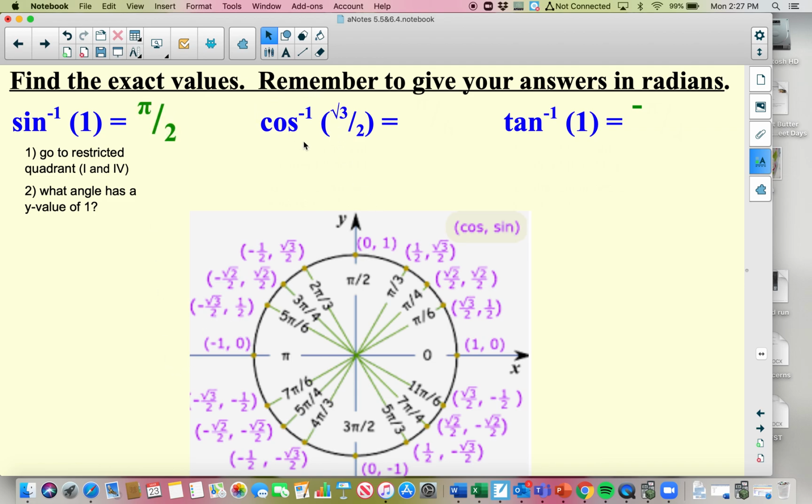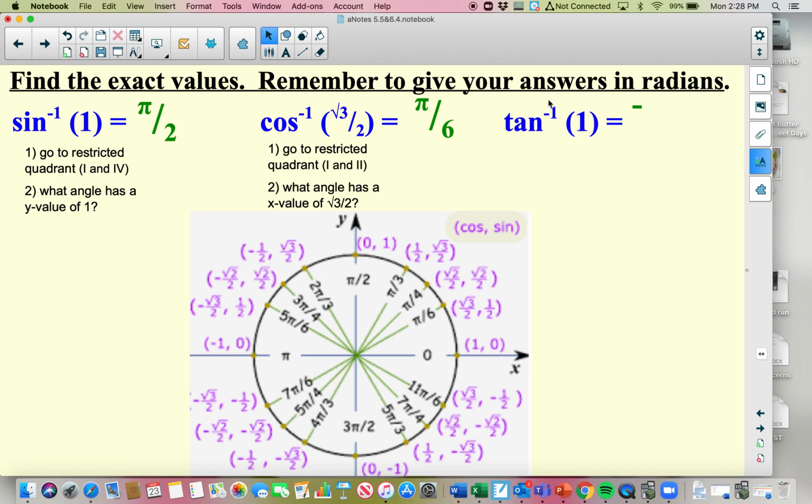Same thing here, inverse cosine of √3/2. Cosine is x. Inverse cosine is restricted to quadrants 1 and 2. So I go to the restricted quadrants. Cosine is positive in quadrant 1, but negative in quadrant 2, so I've eliminated quadrant 2 because this is positive. And what angle has a cosine x value of √3/2? Cosine is √3/2 at π/6.